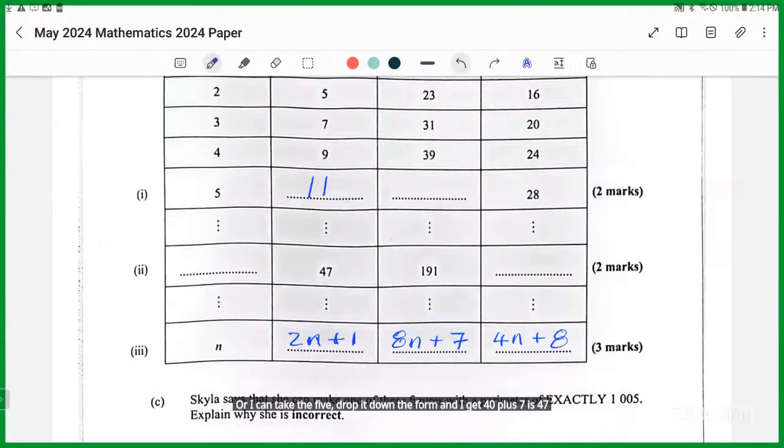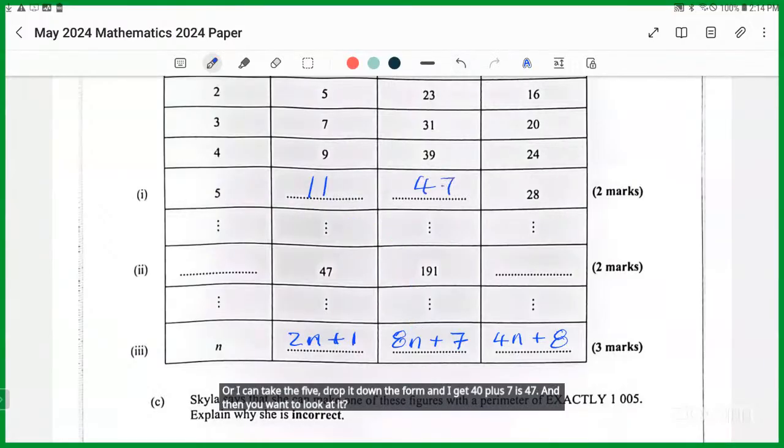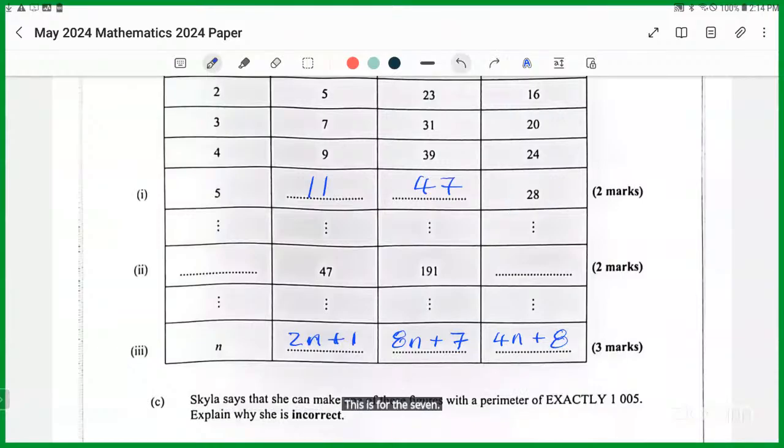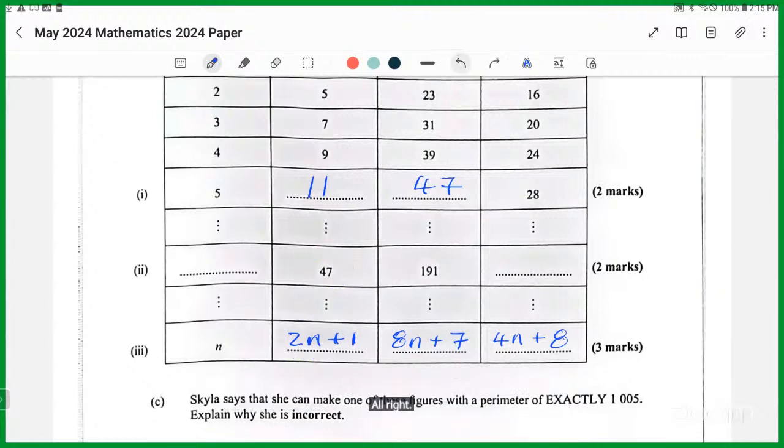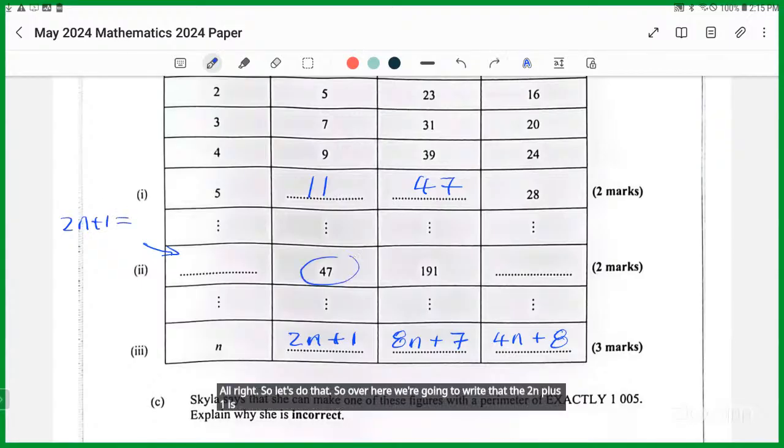And we want to look at it. This is 47. This one is worked out for us already, 28. Then this is 47 now. To get the figure for here, what we're going to do is equate the 47 to this formula and work out the n. All right? So let's do that. So over here, we're going to write that 2n plus 1 is equal to this 47.